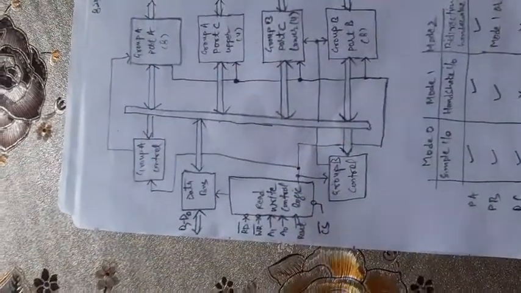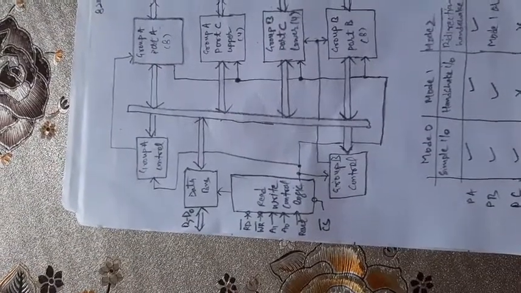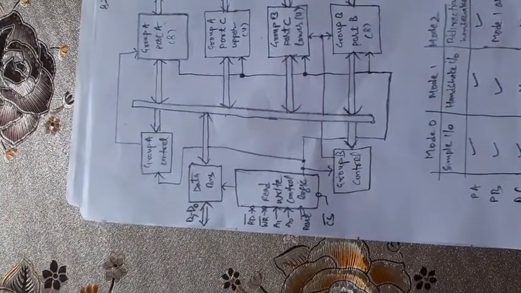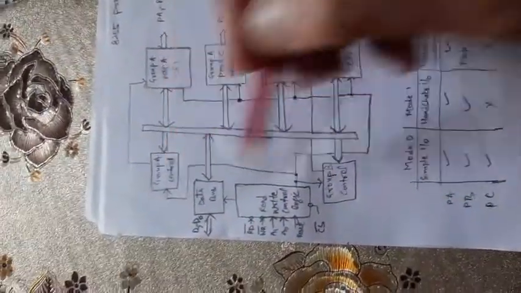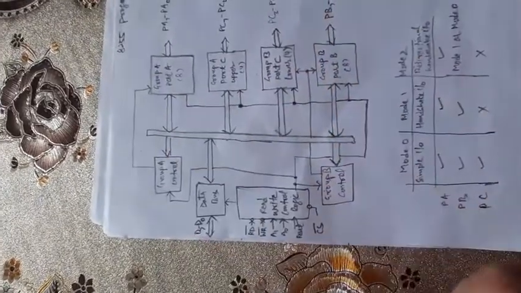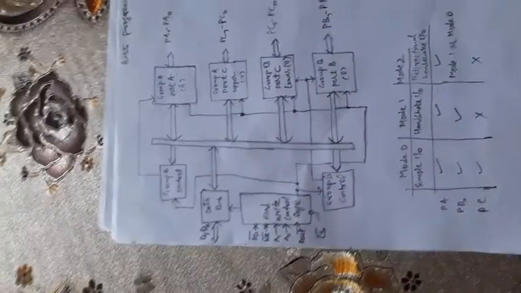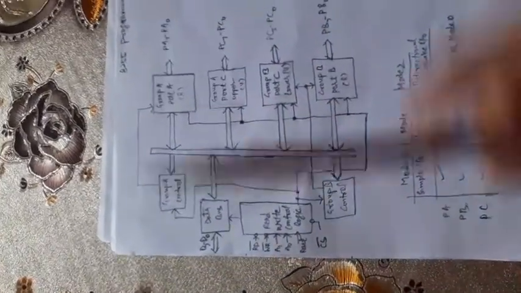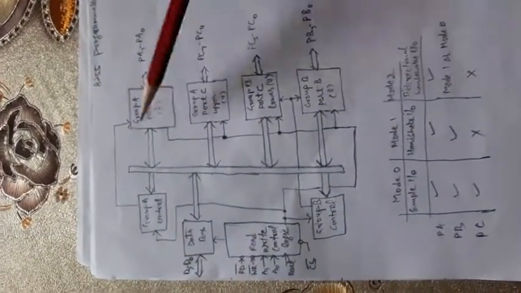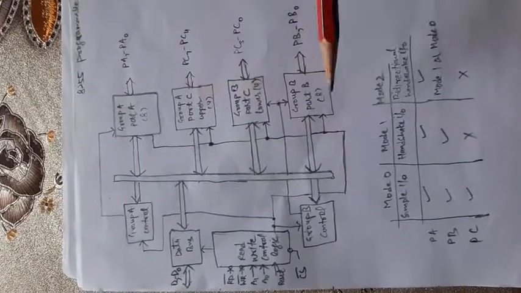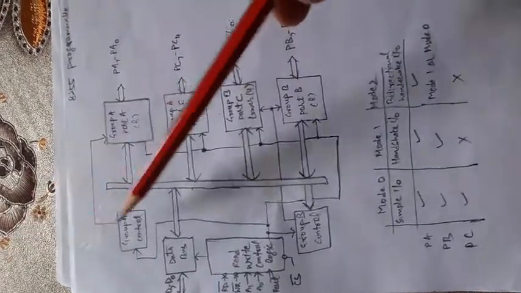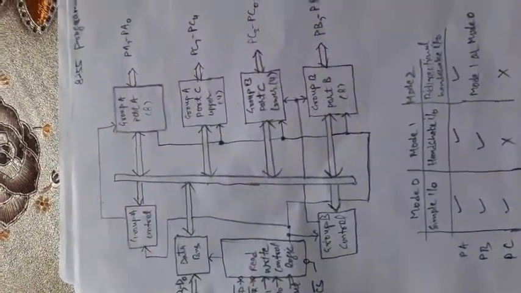Okay, and during the initialization, MUPI will send the initialization command, and during the operation, MUPI will send the operational commands. Those commands should be received by these control words. So when MUPI is sending the commands, should that command go to these ports? No, they will not go to these ports. It means each and every port as well as this control word has its unique address.